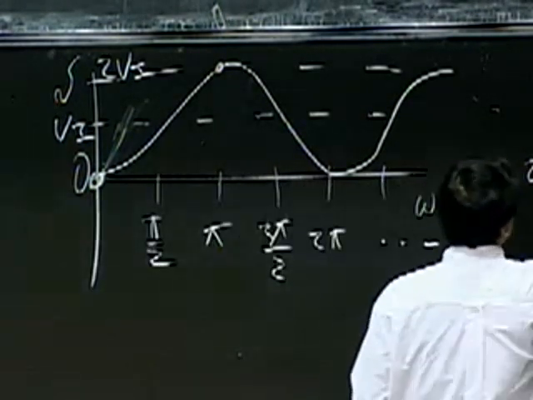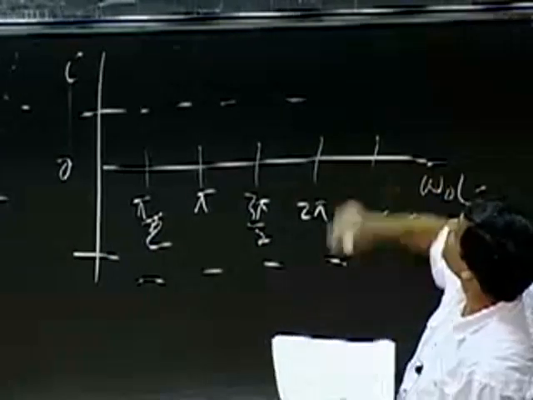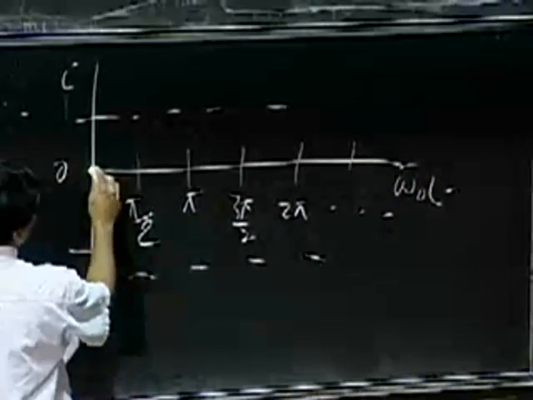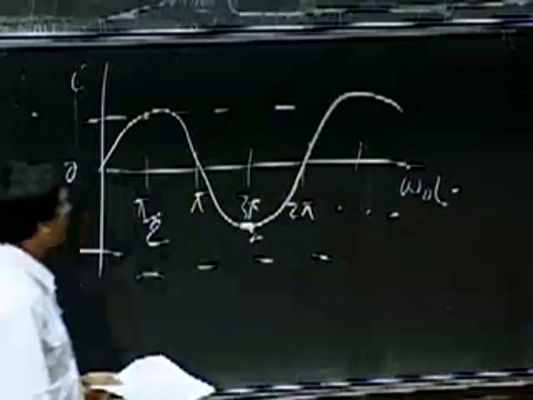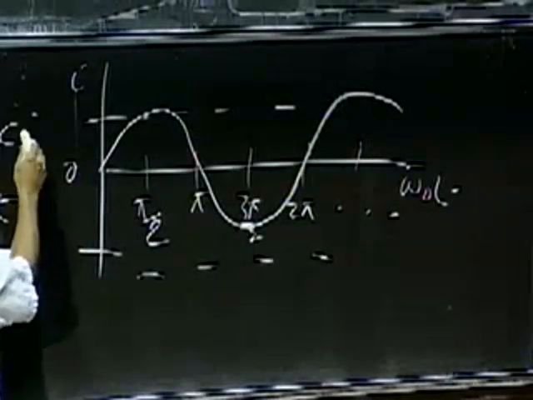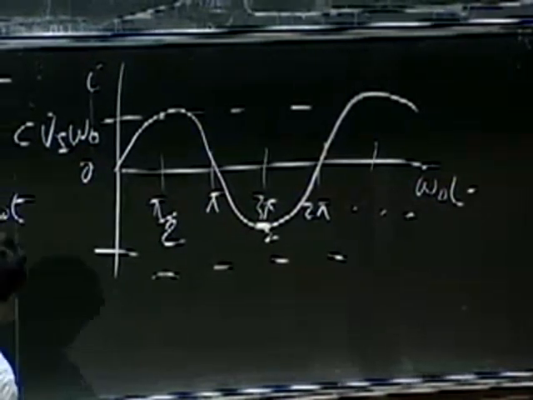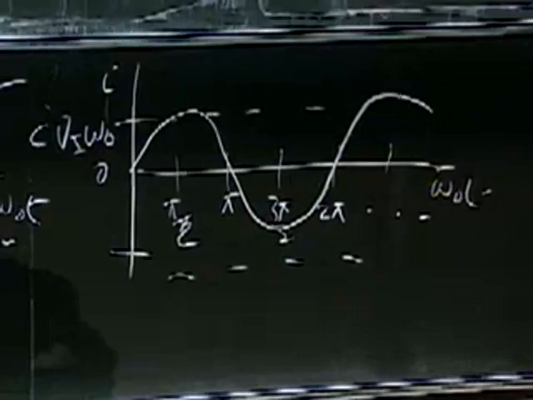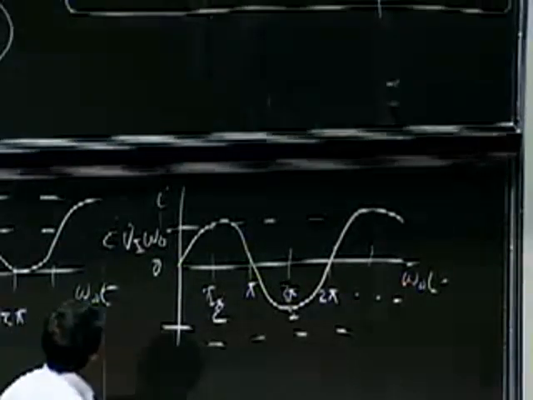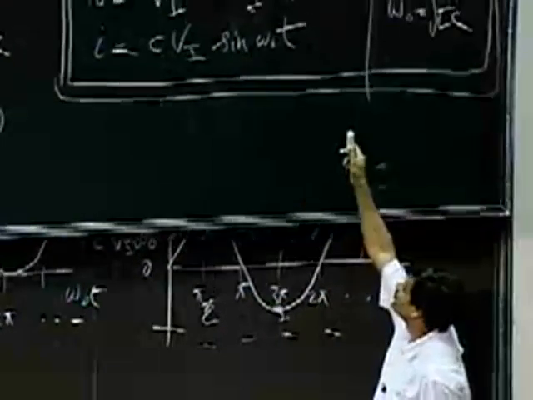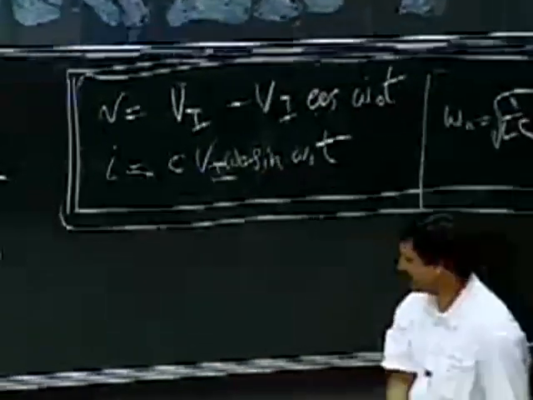Similarly, in this case, for the current, it's a sinusoidal characteristic, and it looks something like this, where the peak is given by CVI. Oh, I messed up. When I differentiated this, I missed the omega naught out there.